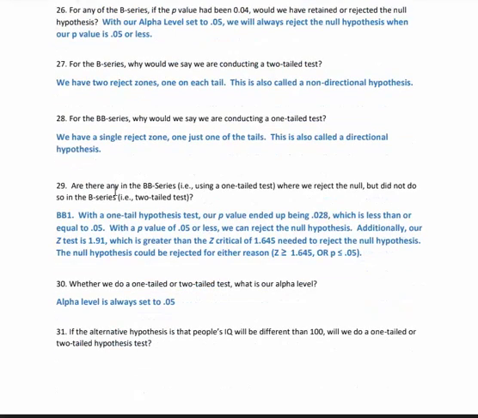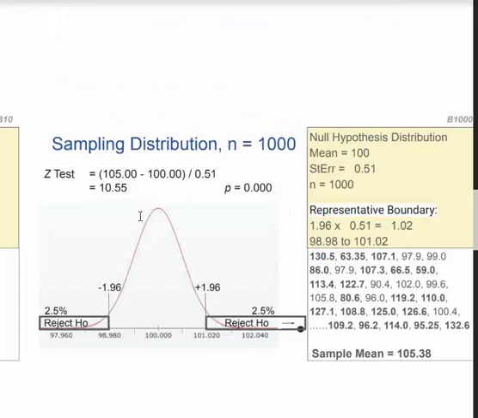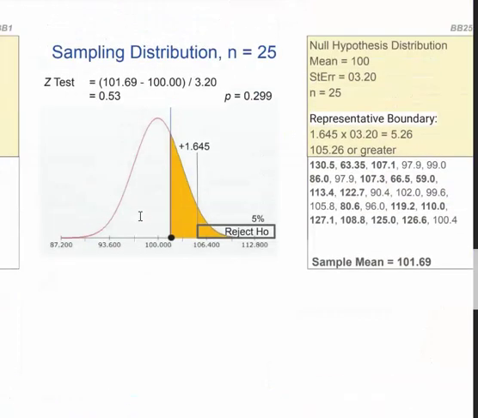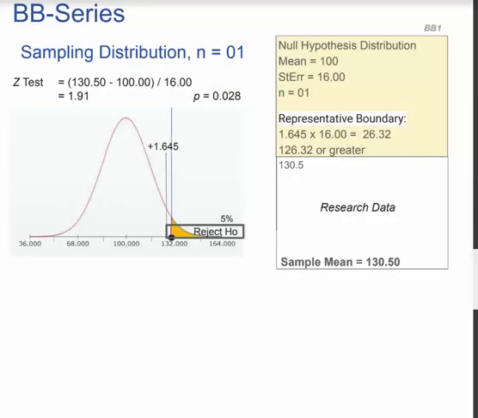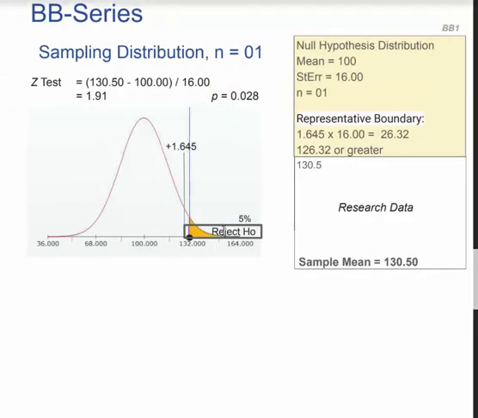Number 28. For the BB series, why would we say we're conducting a one-tailed test? And we have a single reject zone, on just one of the tails. This is also called a directional hypothesis. So for the BB series over here, you can see there's only one reject zone. It's just on one tail.